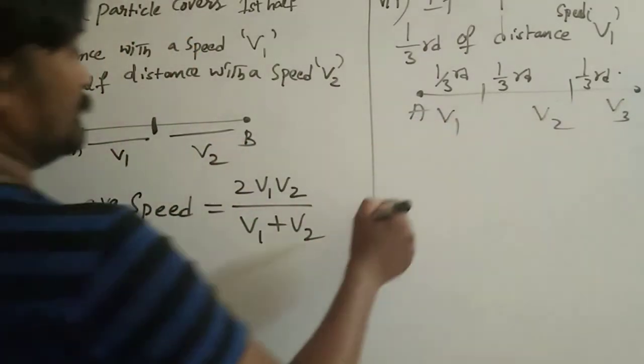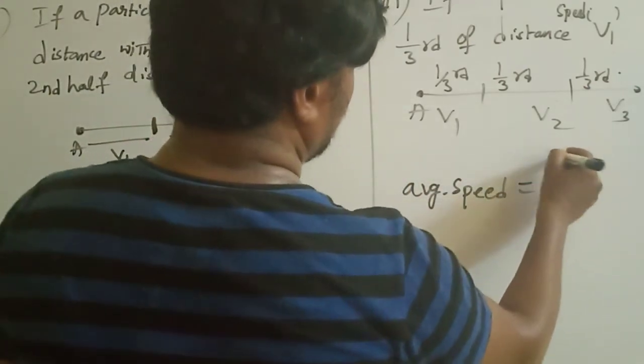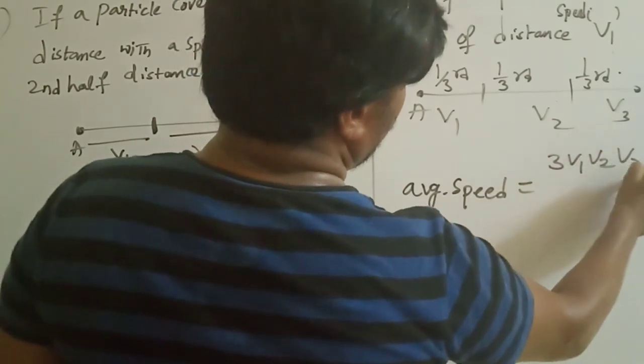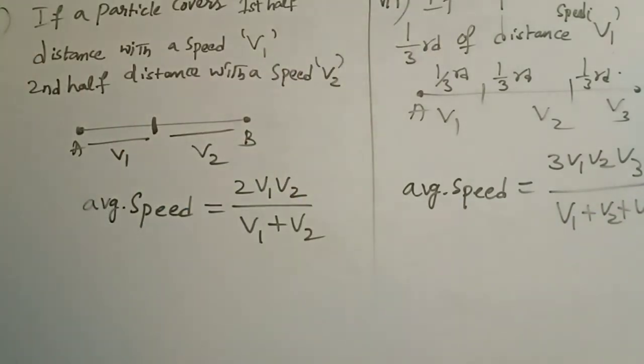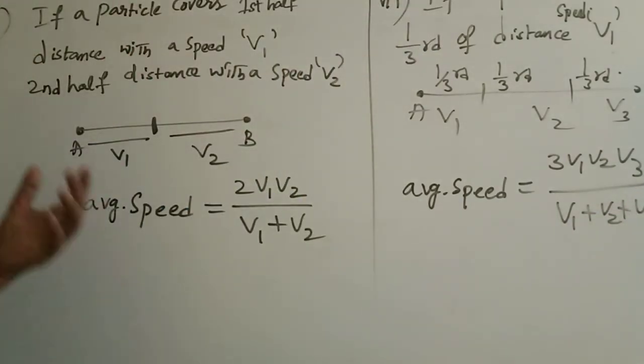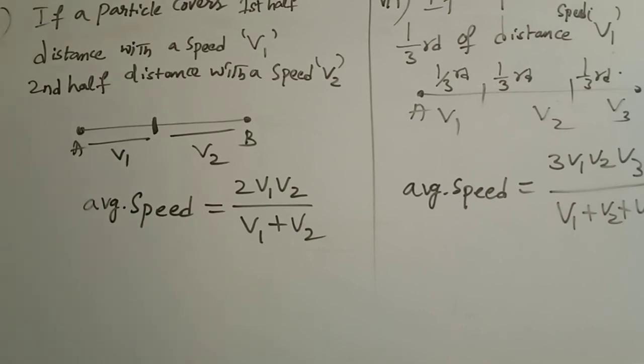So now what is your average speed? Average speed is equal to 3v1v2v3 upon v1 plus v2 plus v3. These are your direct formulas. You just remember them so that it is going to be very easy when you are solving your problems. So that is about up to average speed, and next class we are going to discuss what is velocity. First let me solve whatever problems are possible up to average speed.